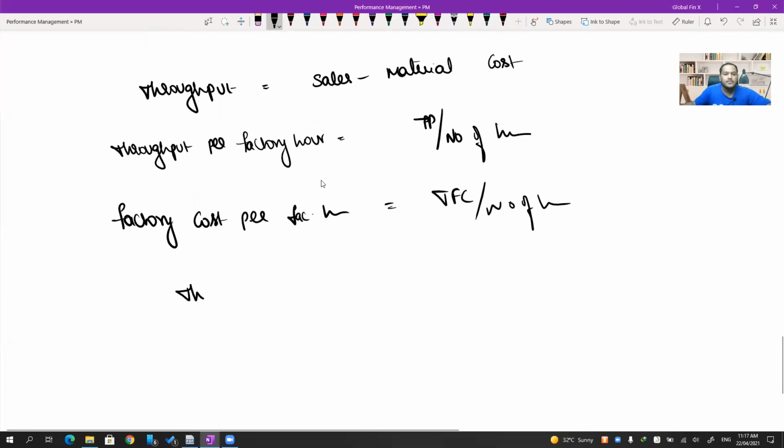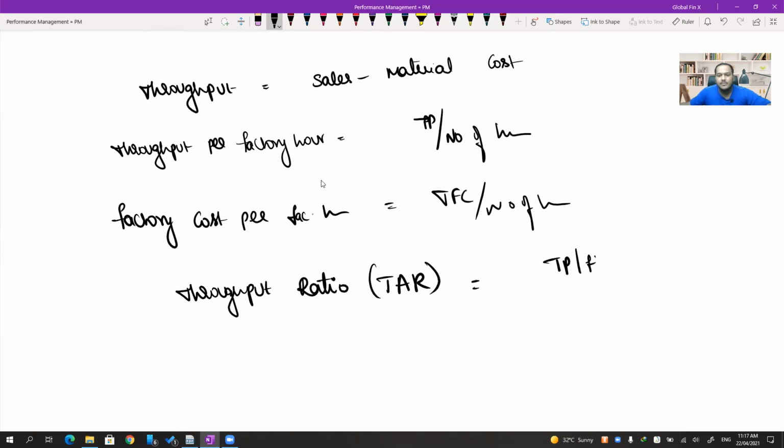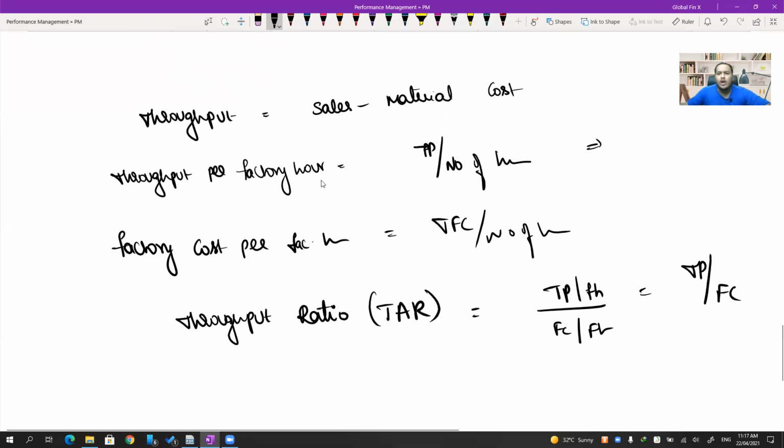Then the throughput ratio. This is also called the throughput accounting ratio, TAR. This is TP per factory hour divided by factory cost per factory hour, or else I can directly do it as throughput divided by factory costs. Simple concept. If my throughput is $20 per hour, I get a profit of $20 per hour, and my factory costs, including labor, are $18 per hour. I'm earning $20 per hour and spending $18 per hour. Is it good for me or bad for me? Good, sir. I earn $2 every hour.